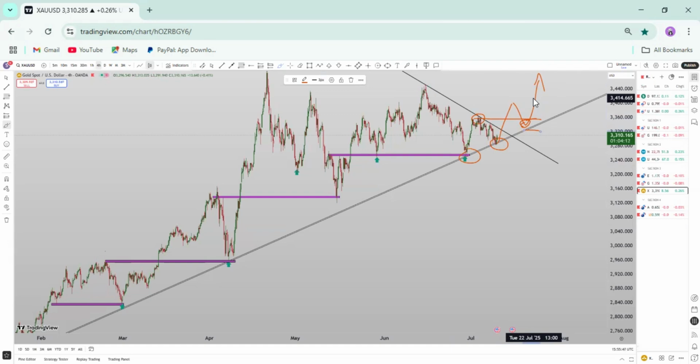So for this week, I'm going to check two things, gold and GBP USD. Those are the two pairs that I'm going to consider for this coming week.